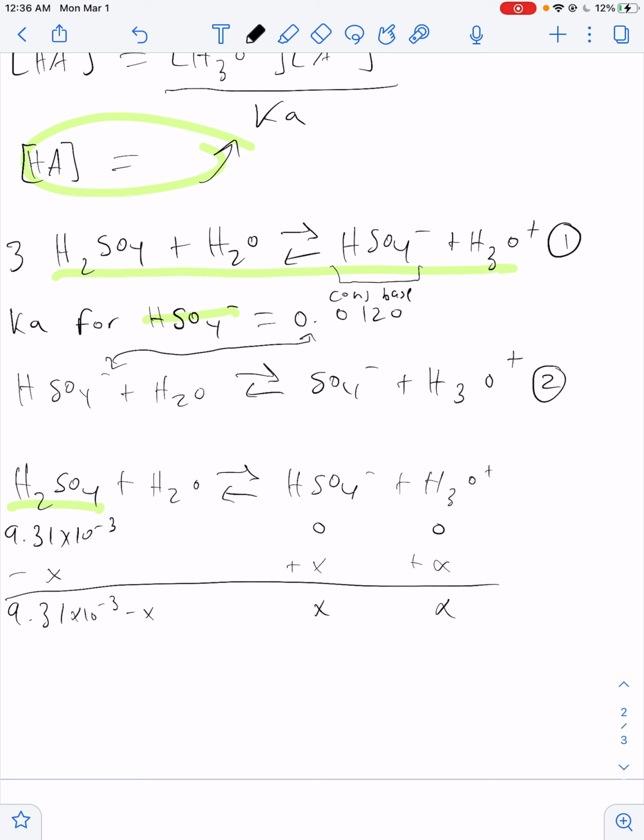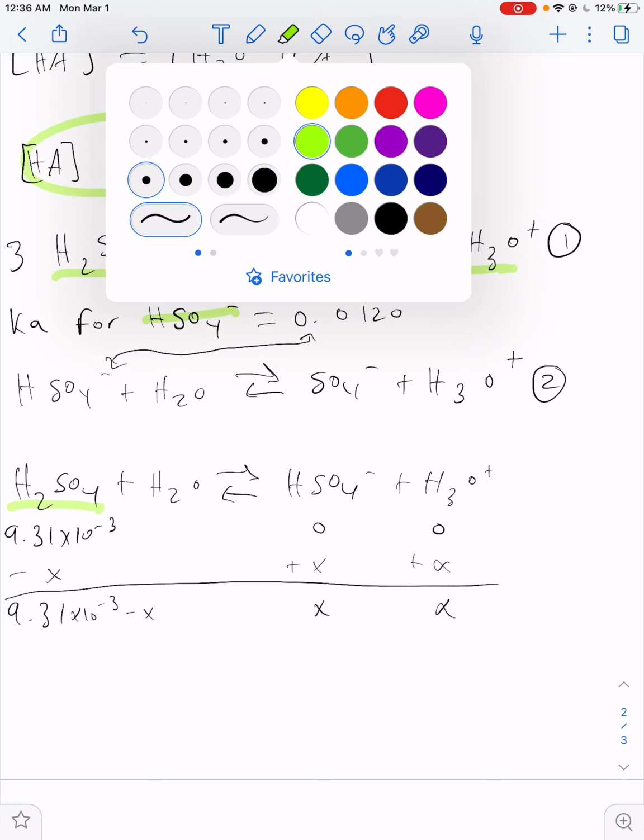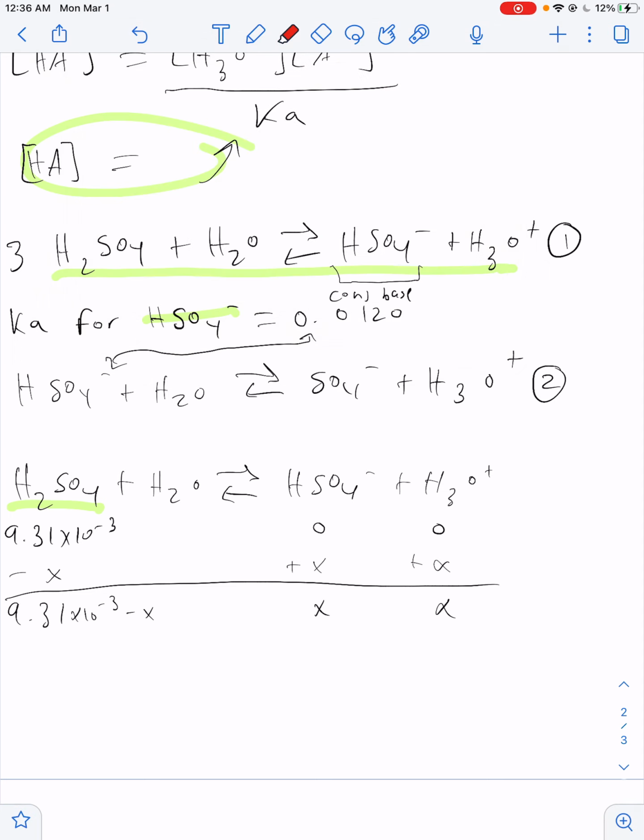So in this equation up top here, it gives us a strong acid.